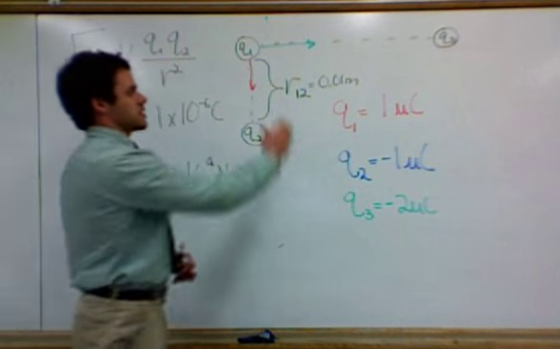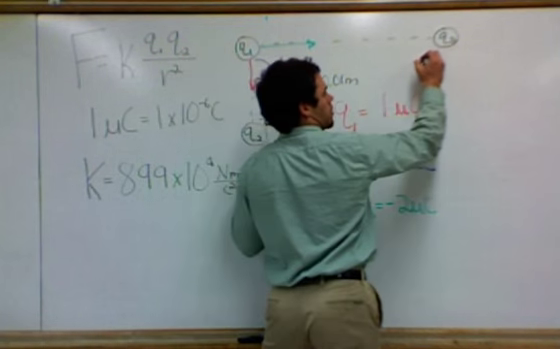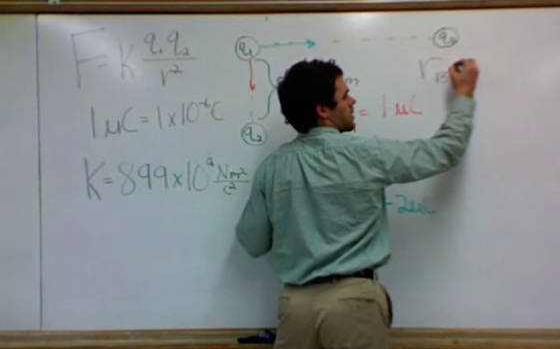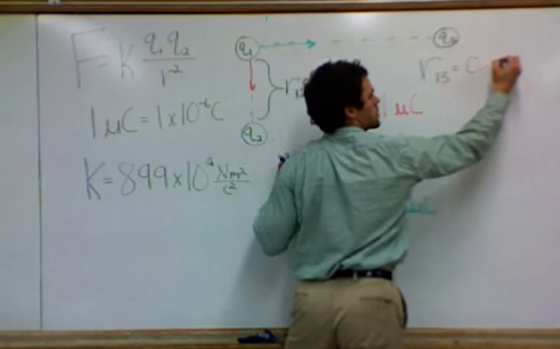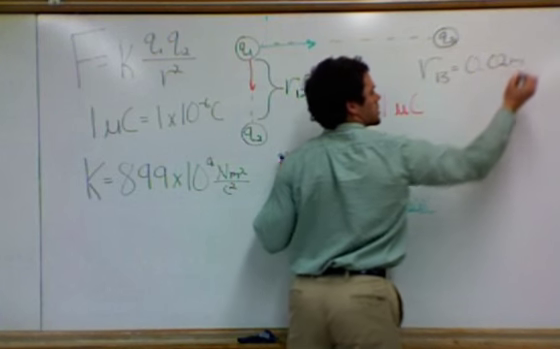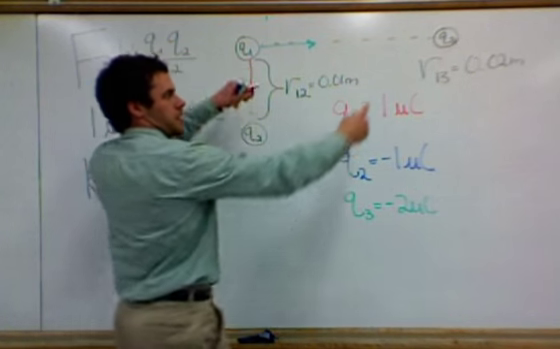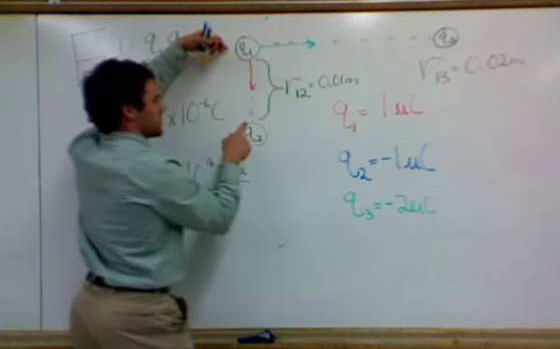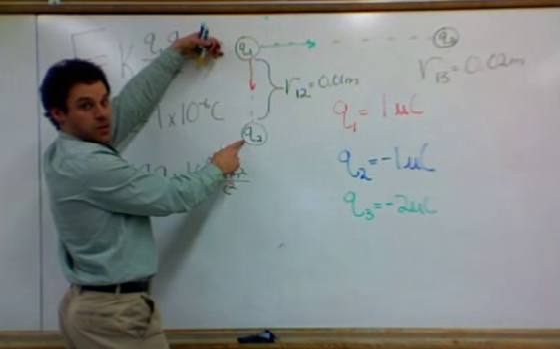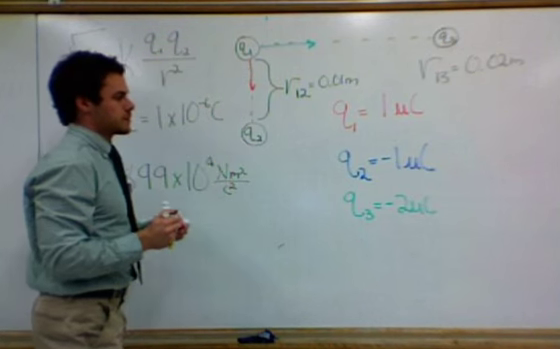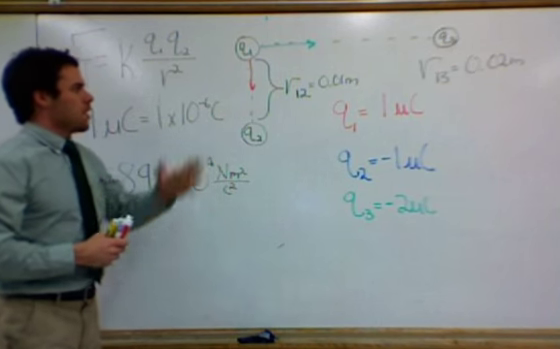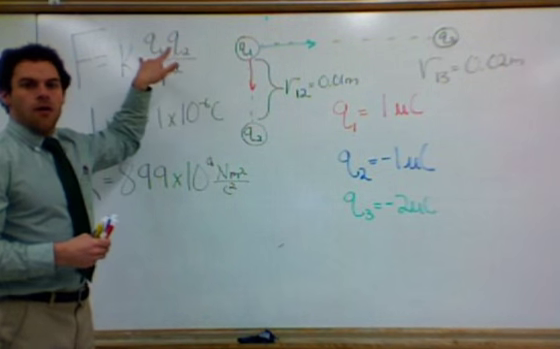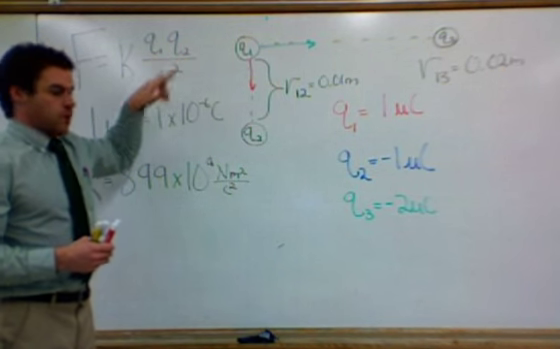And to make it easier, we'll say this is twice the distance here. So R, the distance between 1 and 3, is 0.02 meters. So we have a distance here of 0.02 meters or 2 centimeters. We have a distance here of 0.01 meters or 1 centimeter. Now, in order to solve for the magnitude of these forces, we just need to set it up for each individual force.